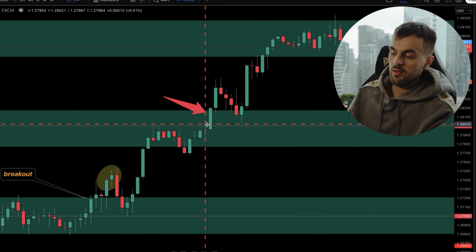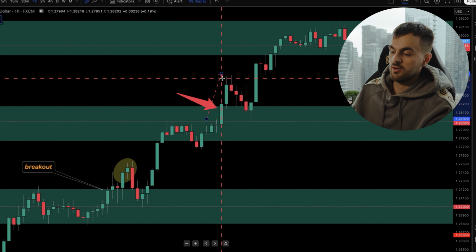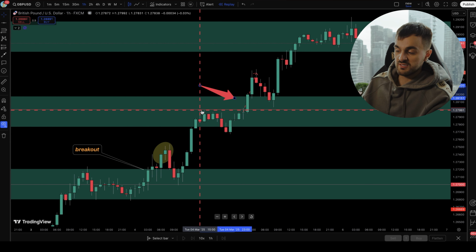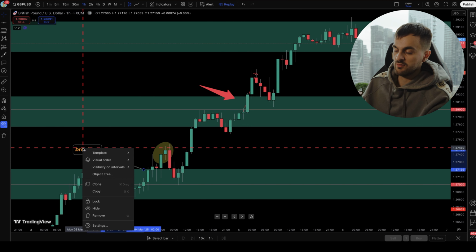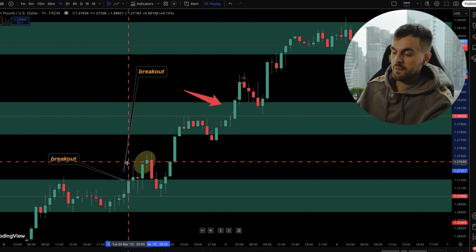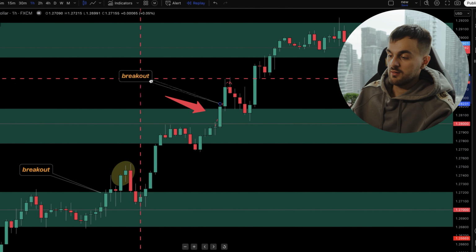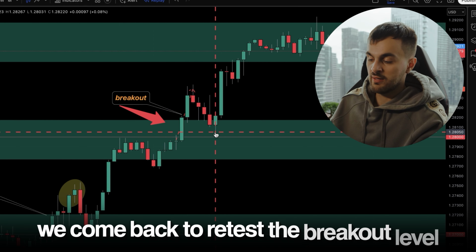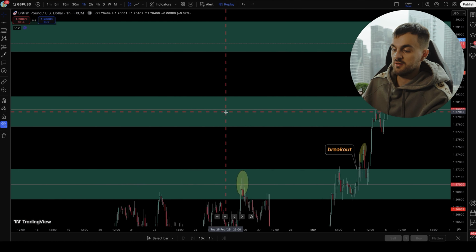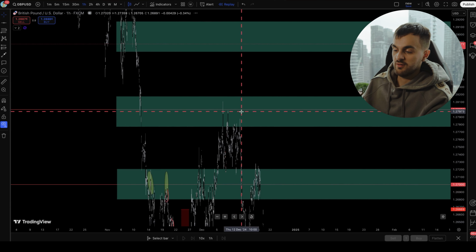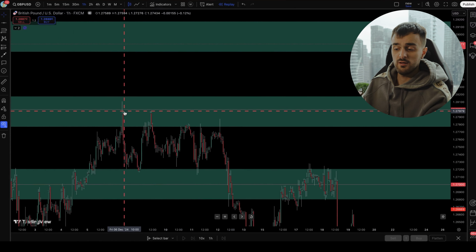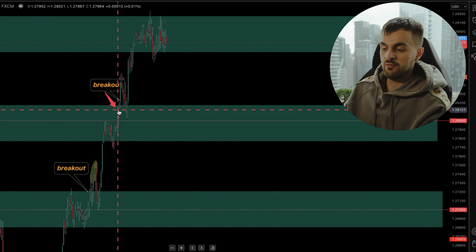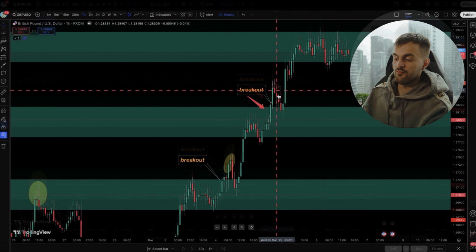Here we have another breakout that happens on GBPUSD. We can see the price breaks out of resistance and the key price level. Breakout number two happens a bit higher up. We break out, we come back to retest the breakout level, which also has resistance in it. Maybe even if we zoom out to the left, there's also a resistance farther left where we get that breakout and retest.